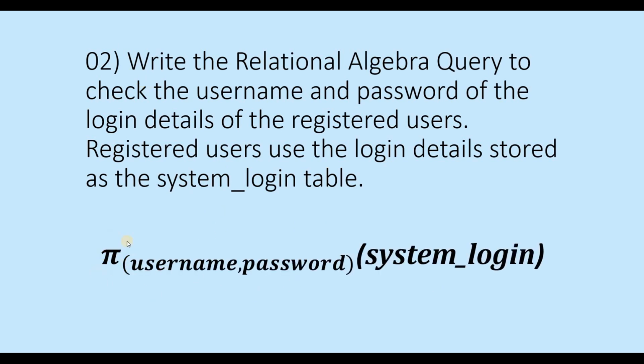So here's the pi, the letter pi. Here's the symbol we use to represent the projection, and here's the condition. The condition is we have to get the username and the password, and here's the relation. We have to check those details from the system login table. So here's the answer for the second question.